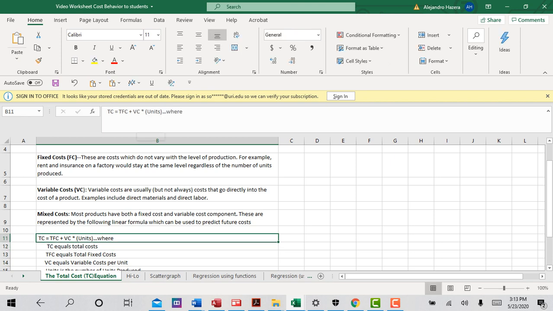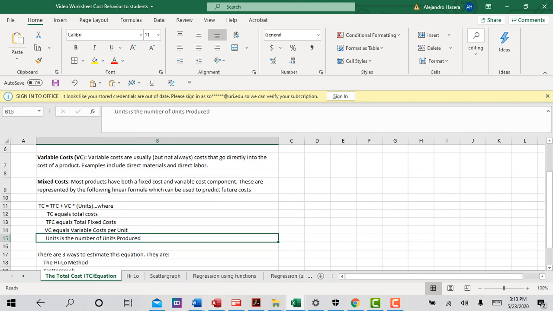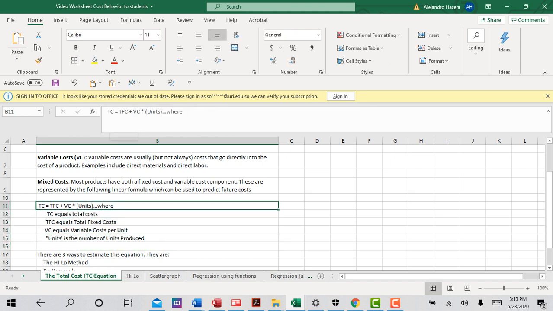Okay, so your total cost is equal to your total fixed cost plus VC, which is variable cost per unit times the number of units produced. So units is the number of units produced, and I'll put that in quotation marks here. Okay, so here's our equation. Total cost is equal to your total fixed cost plus the variable cost per unit times the number of units that are produced.